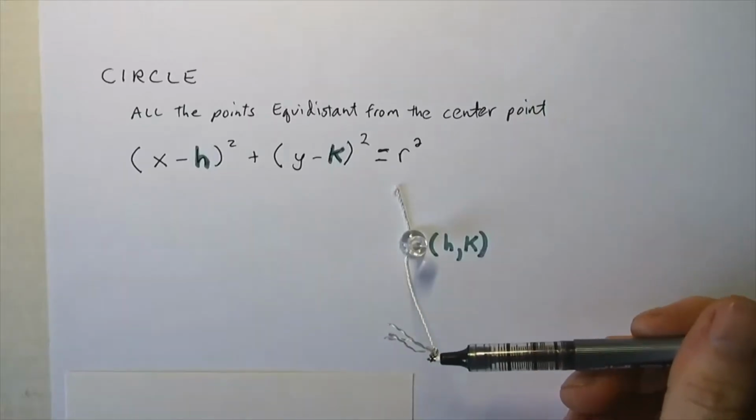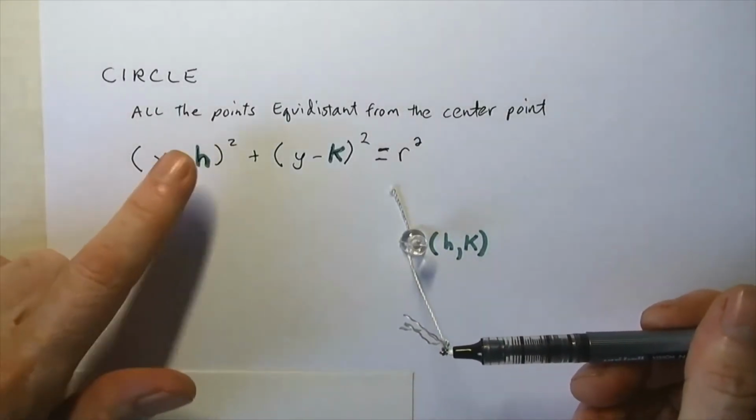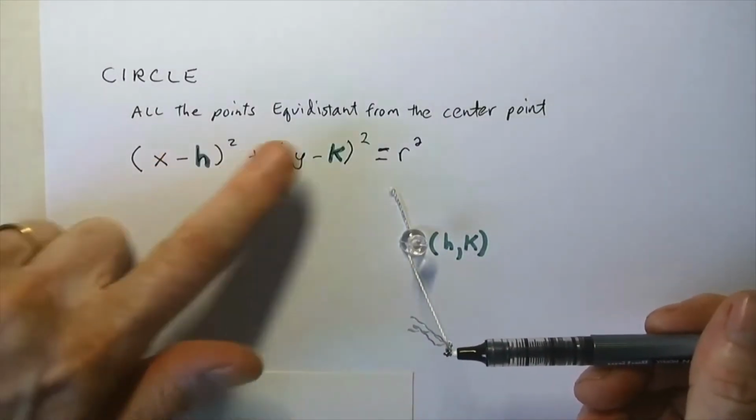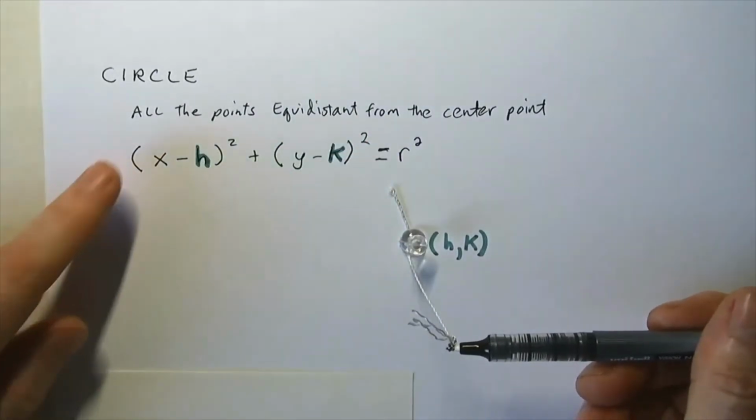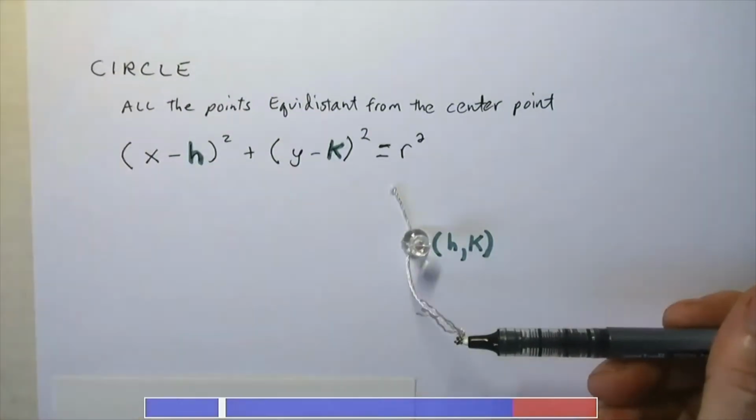Okay, the circle is our first one. We learned about this a long time ago. We did the equation of a circle. It's actually the Pythagorean theorem. A squared plus b squared is c squared. Remember this? And what's a circle? All the points equidistant, meaning equal distance, from the center point.